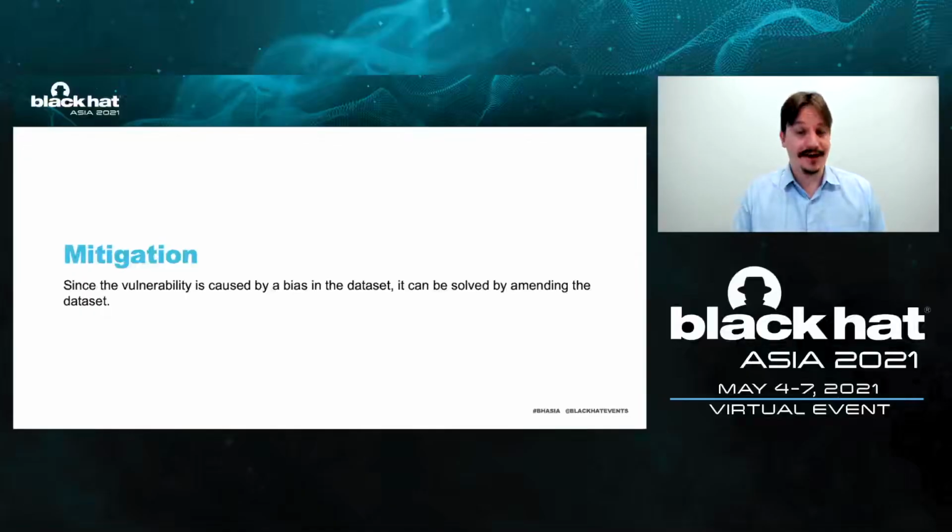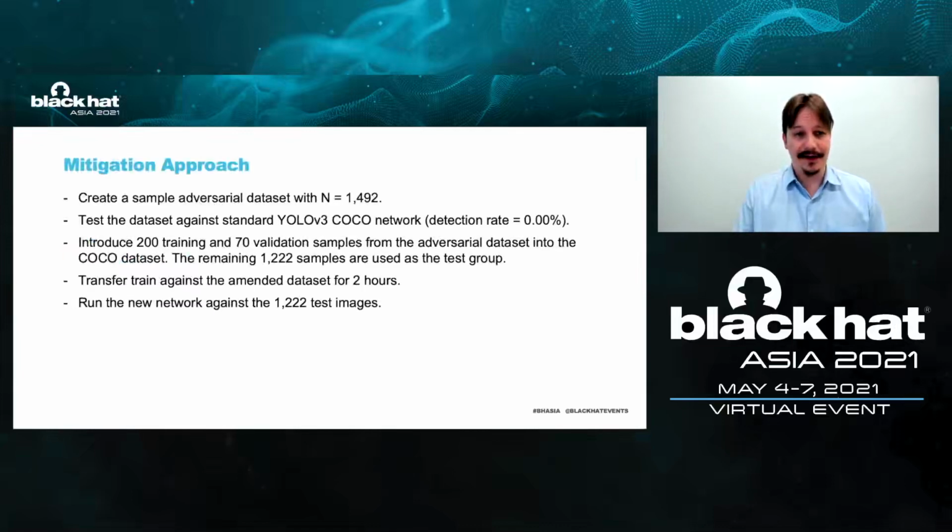So what can we do to prevent this? We had a couple of ideas of how to mitigate this problem, and luckily one of them worked really well. So here's what we did. We created a sample adversarial data set with 1,492 samples. And then we tested that data set against the standard YOLO version 3 COCO network with a detection rate of 0.00%, which of course it should be. We used that network to create the adversarial images, but it's always good to be sure.